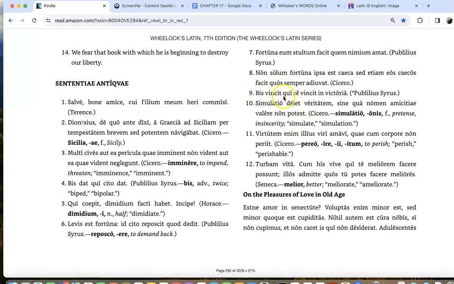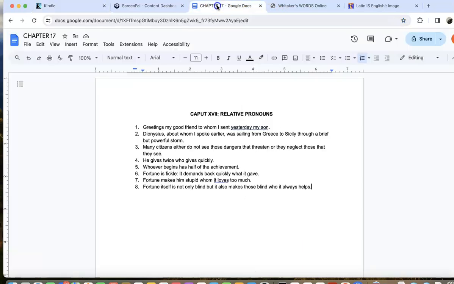So number 9, bis vincit qui se vincit in victoria. So bis we had earlier. So he conquers twice who conquers himself in victory. So let me write that down. He, or it could be she, but probably he, if we're being honest about the ancient world. So he conquers twice who conquers himself in victory. What does that mean?